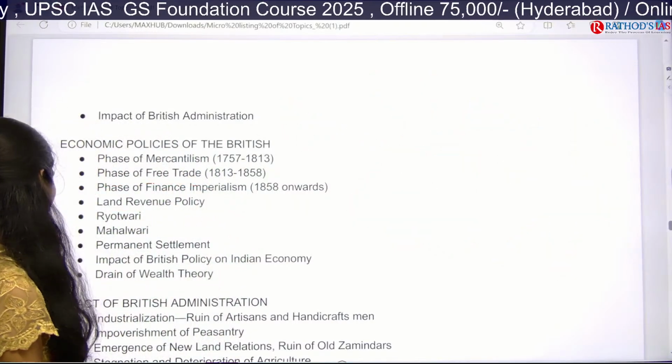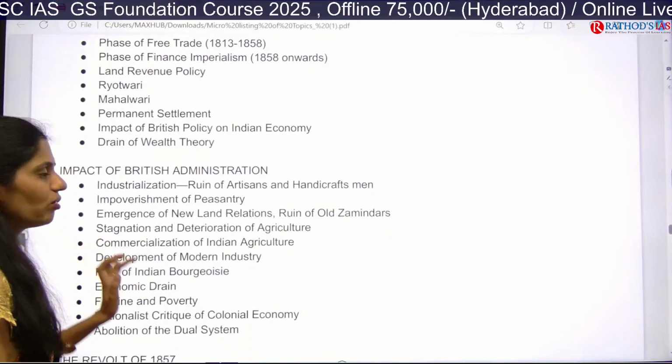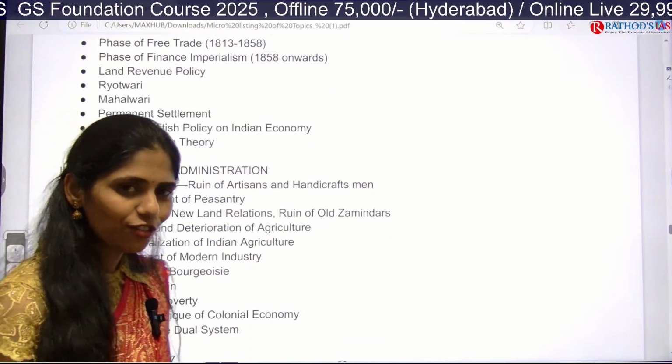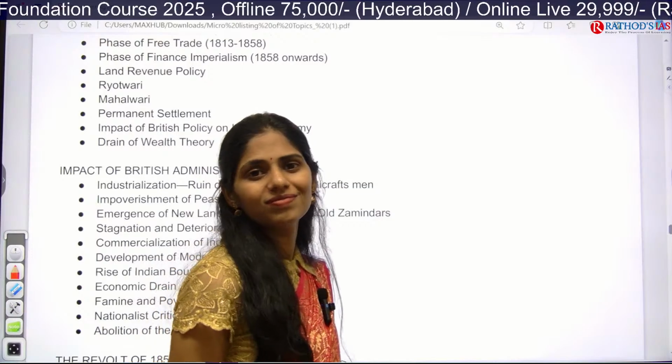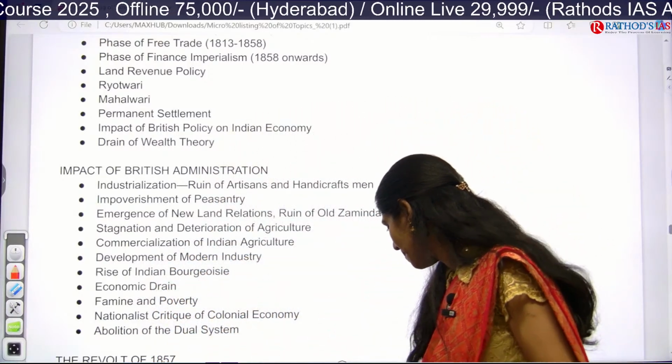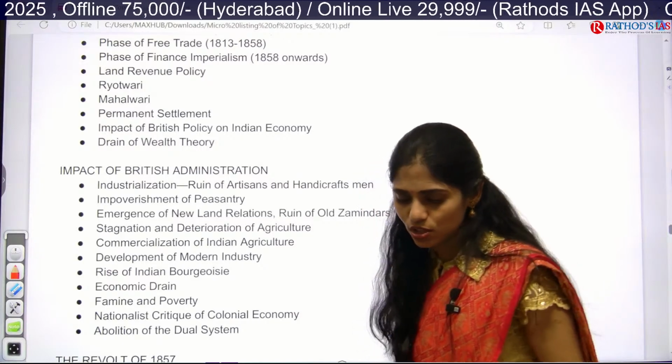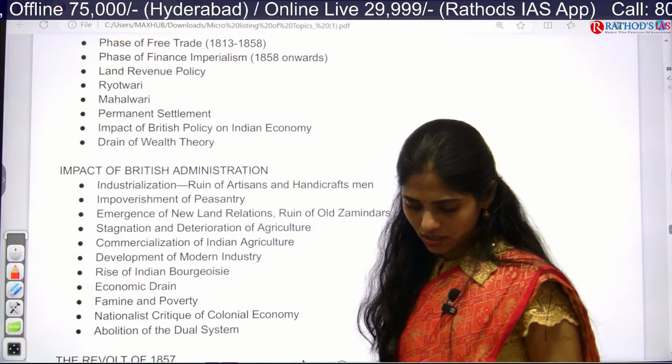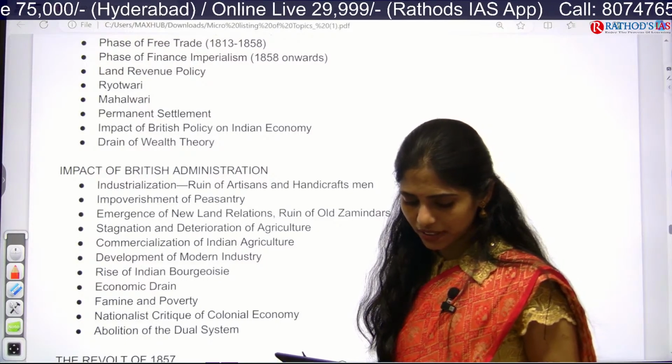Okay, and next you have to know about the drain of wealth theory. Who proposed the drain of wealth theory? Any idea? Students, who proposed the drain of wealth theory?